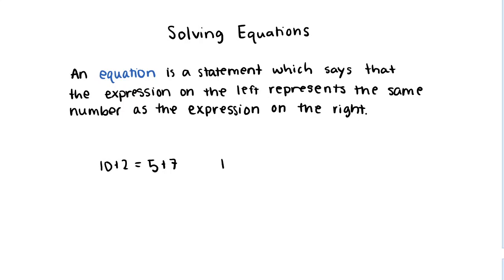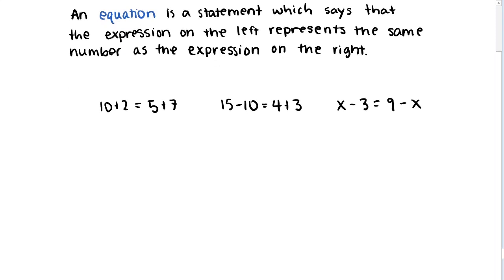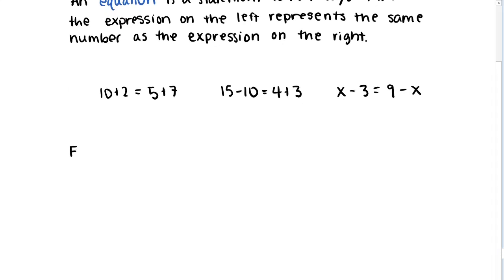Then here I can say 15 minus 10 is equal to 4 plus 3. This is another example of an equation. And then, maybe a more relevant example is something like x minus 3 is equal to 9 minus x. This is another equation, but this time involving a variable. One thing I like to point out is that equations can be true, they can also be false, or they could be neither.